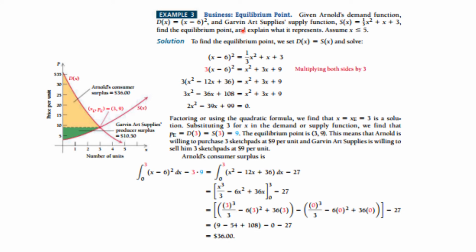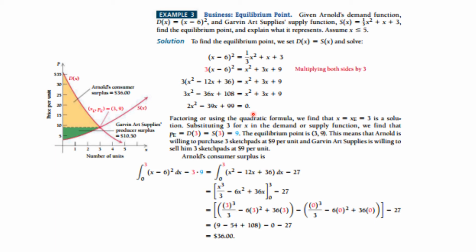All right, let's do an example with this business equilibrium point. Given Arnold's demand function, which you remember from the earlier example, and the art supplies supply function, we're going to find the equilibrium point and explain what it represents. We are assuming that x is less than or equal to 5 because we still want this to be a decreasing function. So we're going to set d of x equal to s of x and solve. We expand this quadratic, multiply both sides by 3, and so on, get everything on the same side, and we get a quadratic equal to 0.